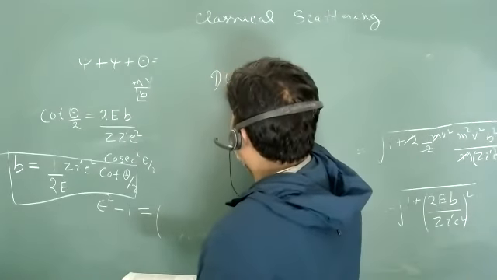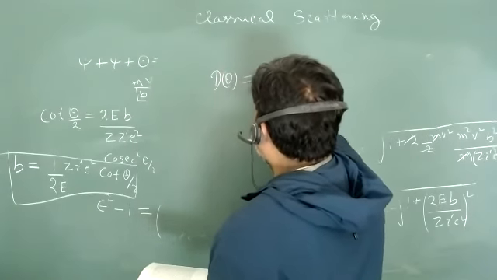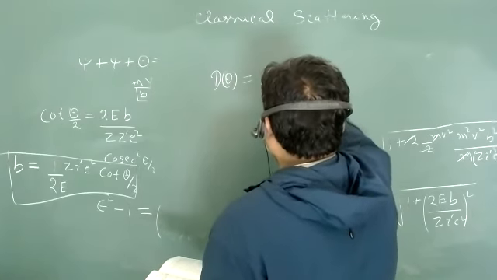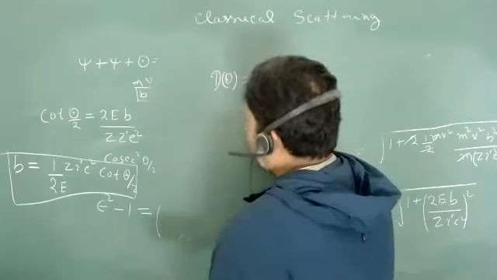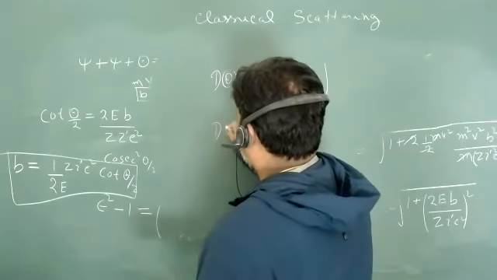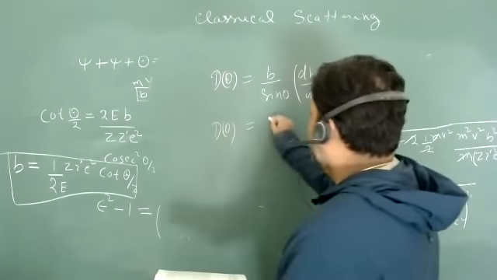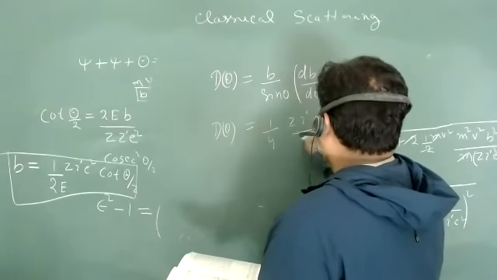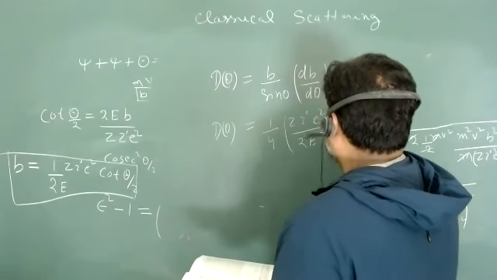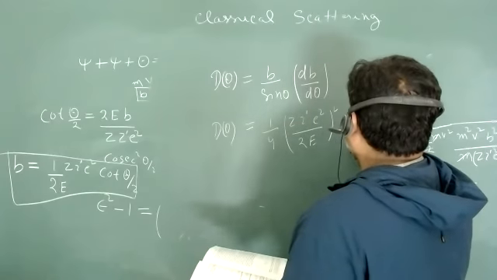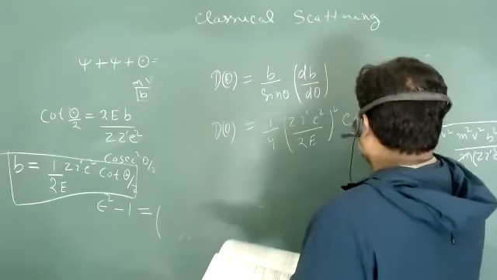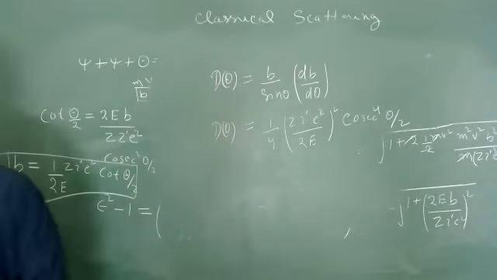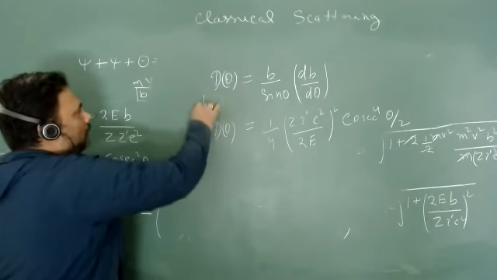So d sigma d theta is given by b upon sine theta times the modulus of db upon d theta. So you can get the differential scattering cross section, which is a very famous one. This is 1 upon 4, times Z Z bar e square by 2E, whole square, and this will be cosec to the power 4 theta by 2. So this is your main result. You can easily calculate it. Just do it as your homework.